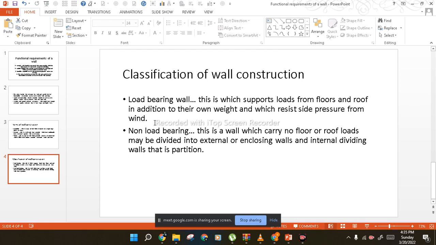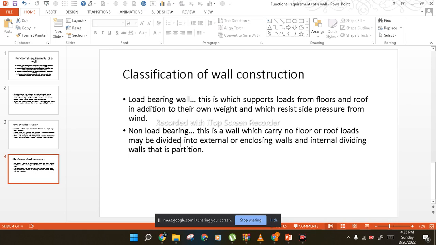And then number two, from the word non, that's just the opposite of the other one. From the word load bearing, you can just add non-load to mean the opposite. So you can say this is a wall which carries no floor loads. The other one was carrying floors, if you can see. So this one is not carrying any floor, and the other one was carrying a roof, and this one does not carry any roof loads.